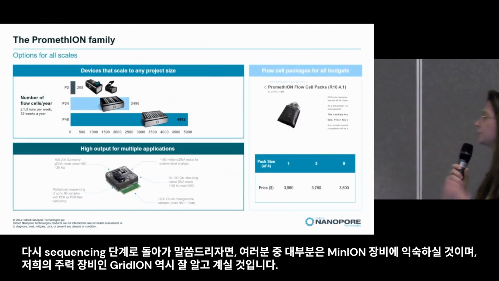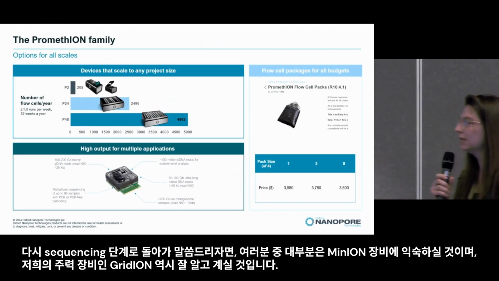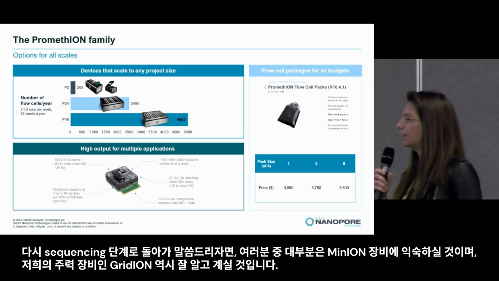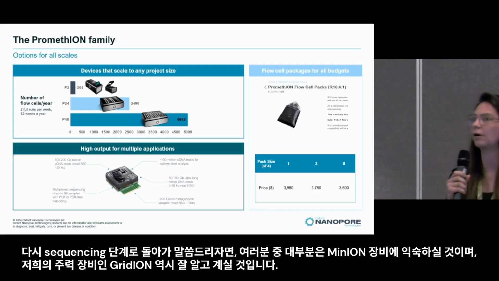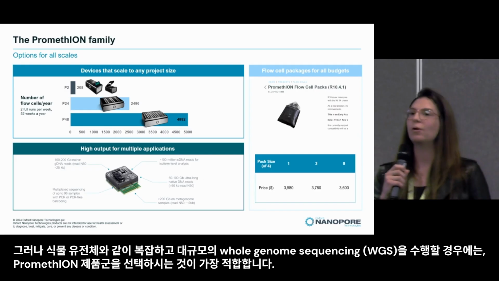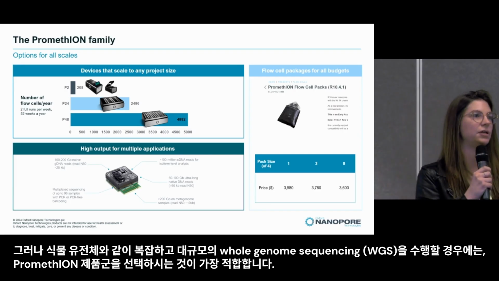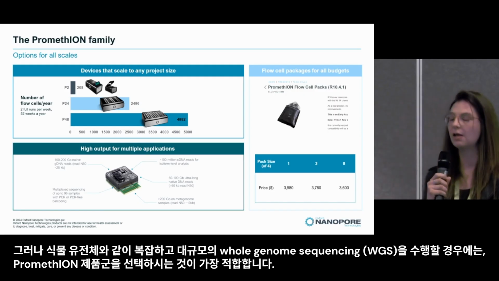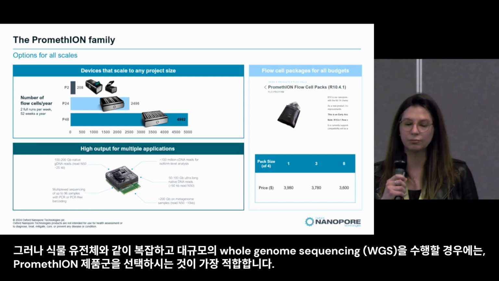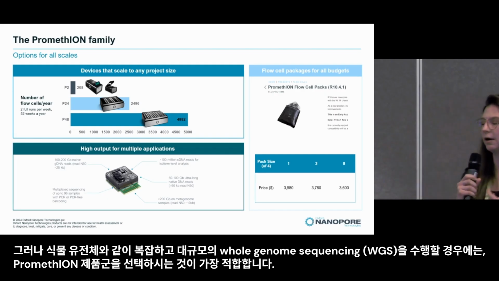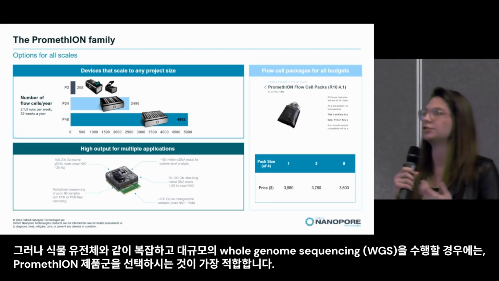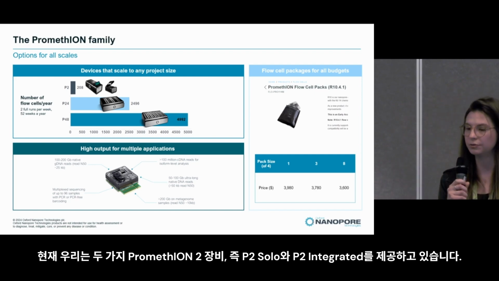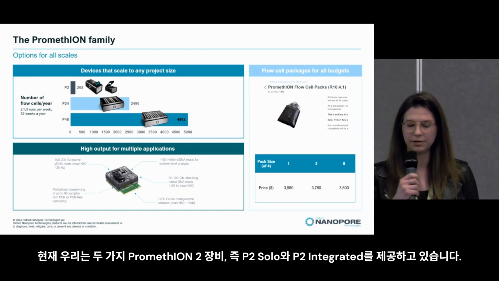Now, jumping back to the sequencer itself, many of you are surely familiar with our famous MinION devices. You might be familiar with our workhorse GridION device. But when we're thinking about whole genome sequencing of complex genomes, large genomes like plant genomes, the PromethION family is really where you want to put your thought and energy to generate this kind of sequencing. So we have two PromethION 2 devices, the P2 Solo and P2 Integrated.